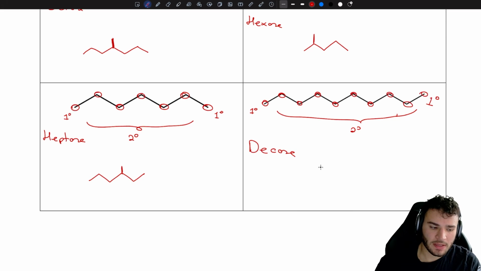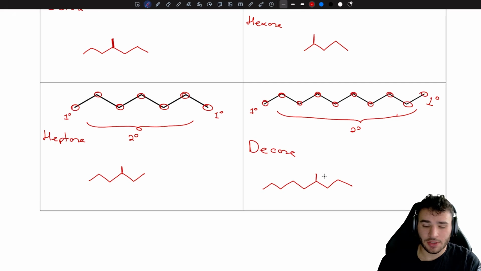Okay, and one easy way to draw a conformational isomer is let's draw 9 carbons. Okay, that should be 9 carbons. And then we'll just stick an extra carbon anywhere along the chain, and I just happen to choose this carbon.